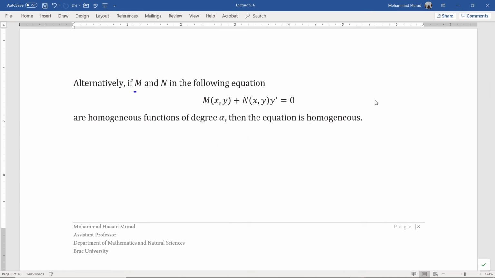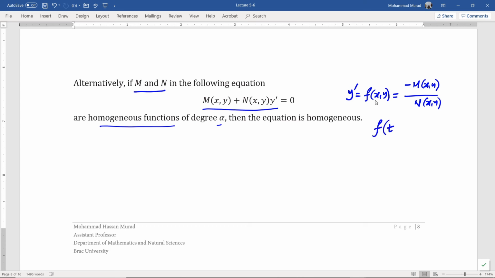Alternatively, if m and n in the following equation are homogeneous functions of degree alpha, then the equation is homogeneous, because this equation can also be written as y prime equals f of x comma y, where f of x comma y equals negative m over n.